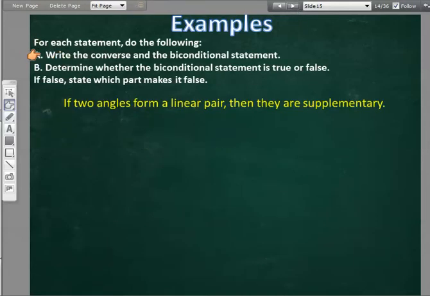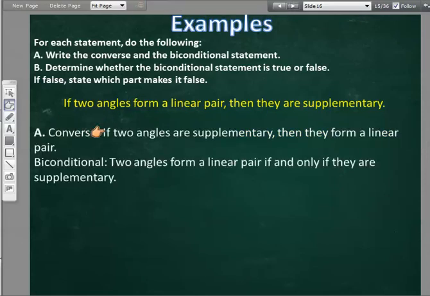Okay, in this example, part A says write the converse and the biconditional statement. So, if two angles form a linear pair, then they are supplementary. So remember, when you write your converse, you're flipping the if and then. So you're going to say, if two angles are supplementary, then they form a linear pair. So if two angles are supplementary, then they form a linear pair.